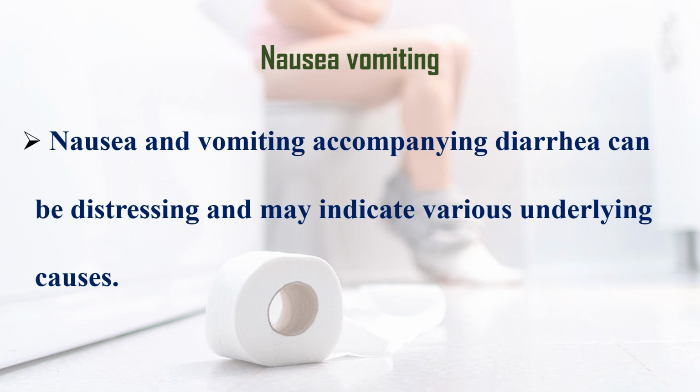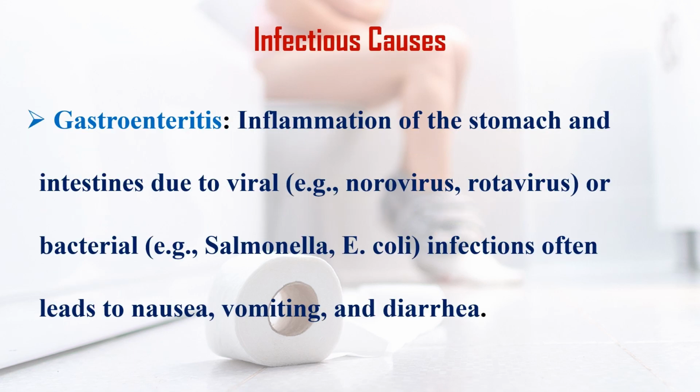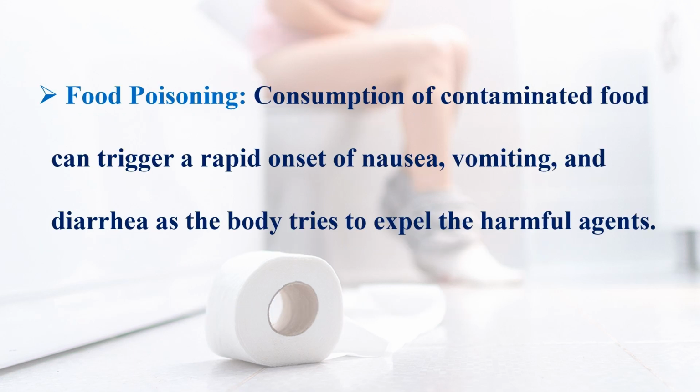Next one, nausea and vomiting. Nausea and vomiting accompanying diarrhea can be distressing and may indicate various underlying causes. First one, infectious causes. Gastroenteritis. Inflammation of the stomach and intestines due to viral or bacterial infections often leads to nausea, vomiting, and diarrhea. Next one, food poisoning. Consumption of contaminated food can trigger a rapid onset of nausea, vomiting, and diarrhea as the body tries to expel the harmful agents.